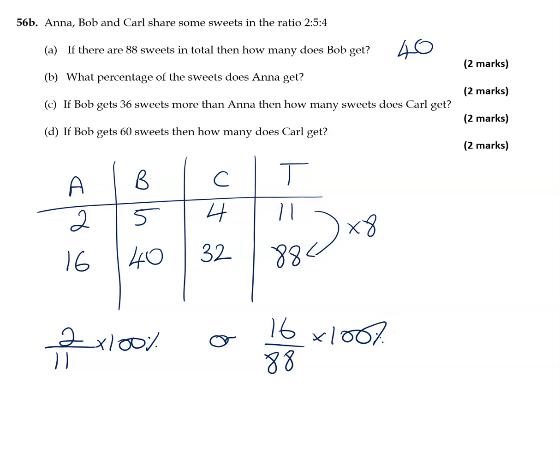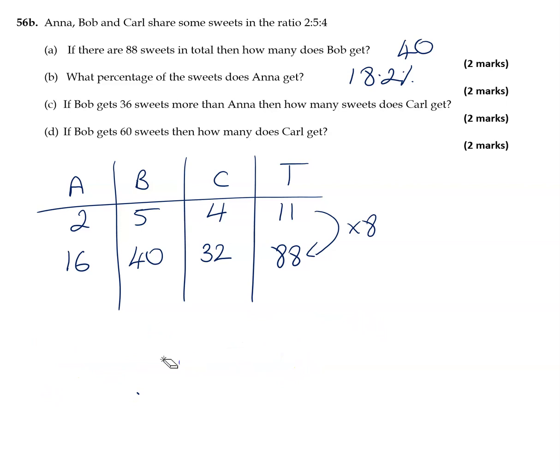And on the calculator, 2 over 11 times 100, we get 18.2% to one decimal place. So she gets 18.2%. Let's go back again.